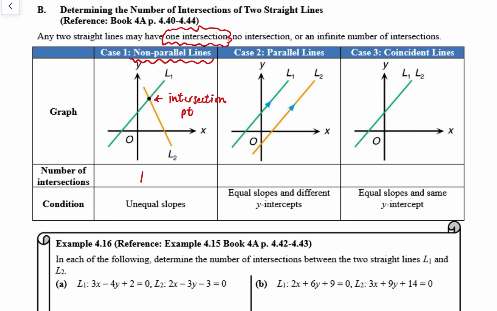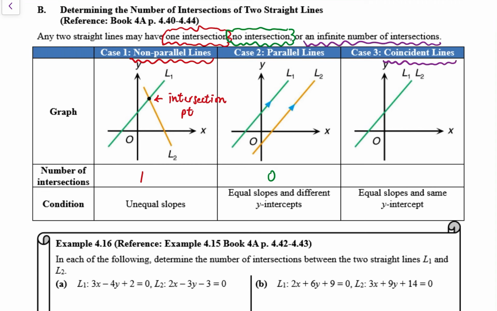The second case is where the two straight lines have no intersection. That would be case 2, when the two lines are parallel. So the number of intersections would be 0. That happens when the two slopes are equal, but they are of different y-intercepts. So we have two different parallel straight lines.